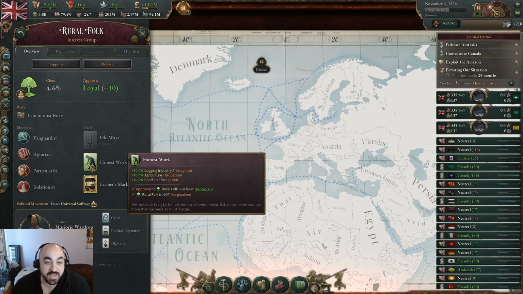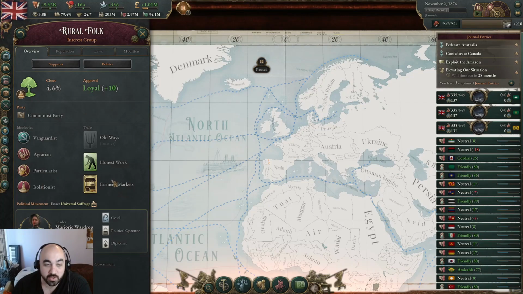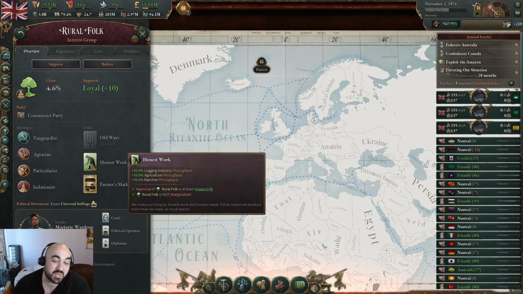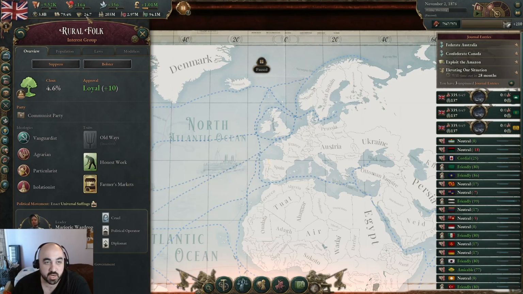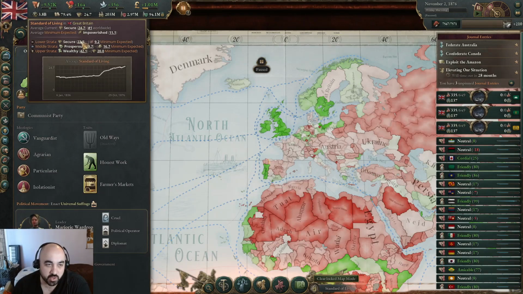Here we have honest work, 10% logging, 10% agriculture, 10% ranches. This is a pretty strong bonus. Notably, it would be doubled if these guys were powerful. They're not powerful though, and so this is a strong bonus. This bonus gets better and better the later the game gets, as you are stripping the world of more and more of its resources. Bonuses like this that allow you to get more out of your rural stuff become much bigger, especially the logging industry throughput. I find in almost all my games I run a hardwood shortage no matter how much I conquer, and so this is going to be good for that, which will allow you to build more furniture manufactories before you run a shortage, which will allow you to push up your standard of living, decrease the costs of the goods for your lower strata, this sort of thing.